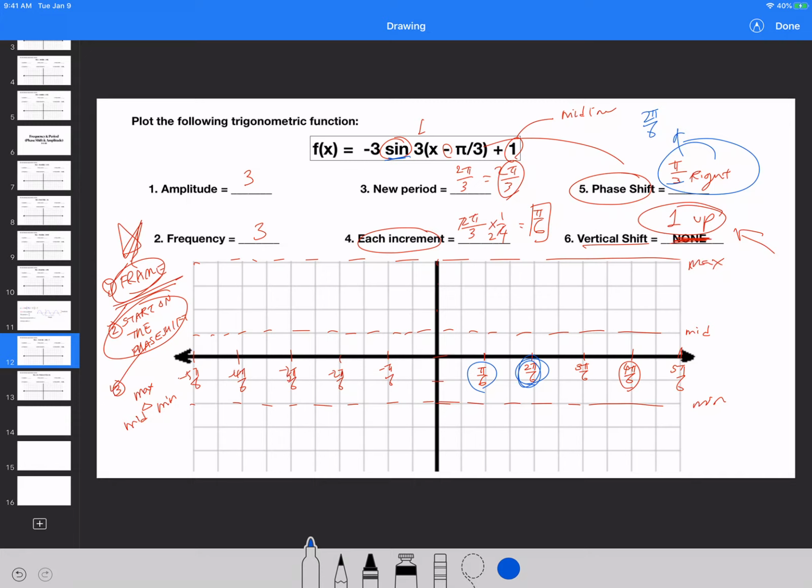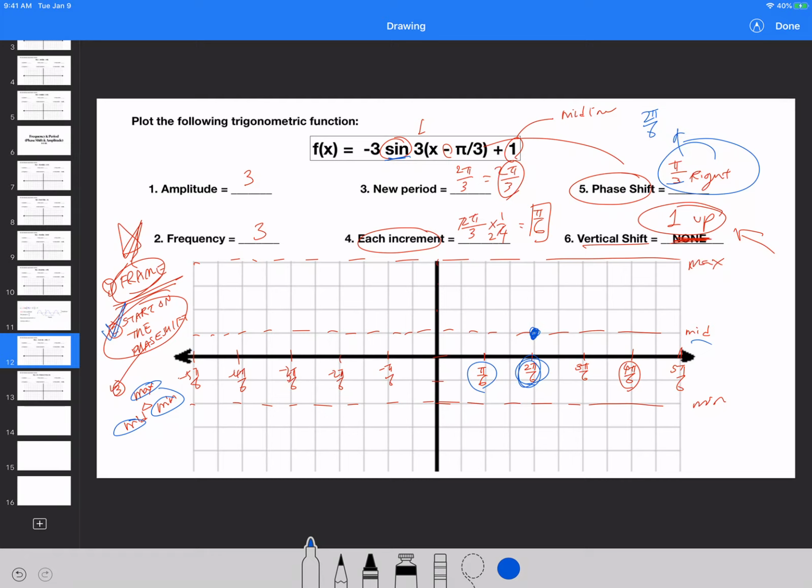Now, it's sine. Sine means I start in the middle. So I start at the midpoint. I start at the mid on 2 pi over 6. So that is checked off. Then I want to be alternating amongst max, middle, and minimum. So how do we accomplish that?